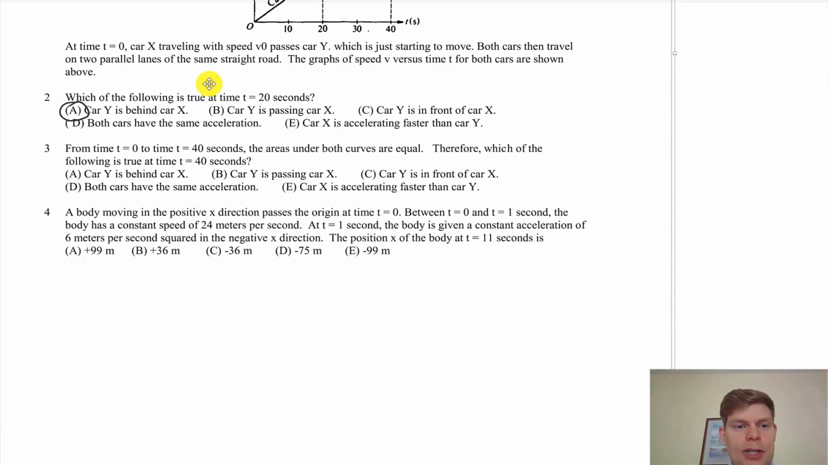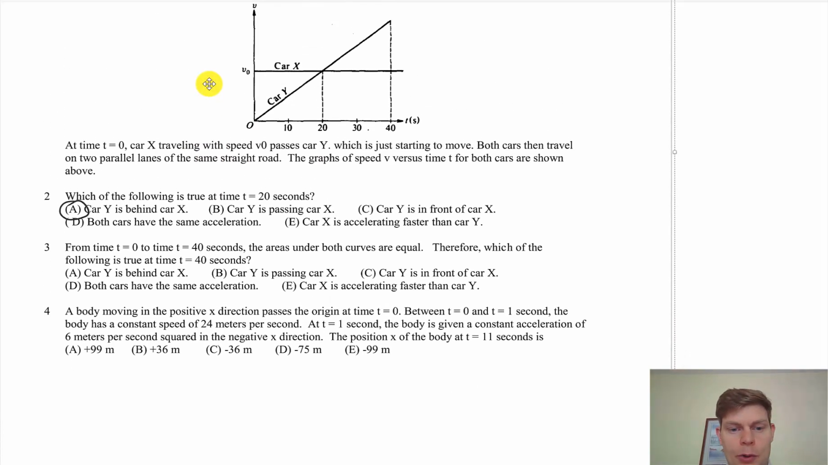All right, and then from time 0 to time 40, both areas under the curves are equal. Therefore, they're at the same position. They're the same distance from the starting line, which means car Y is passing car X because they're at the same point, but car Y is faster and continuing to get faster still. So it's going twice as fast at this point. So your answer is this guy, because right here, both areas under the graphs are equal, and car Y is going a heck of a lot faster.